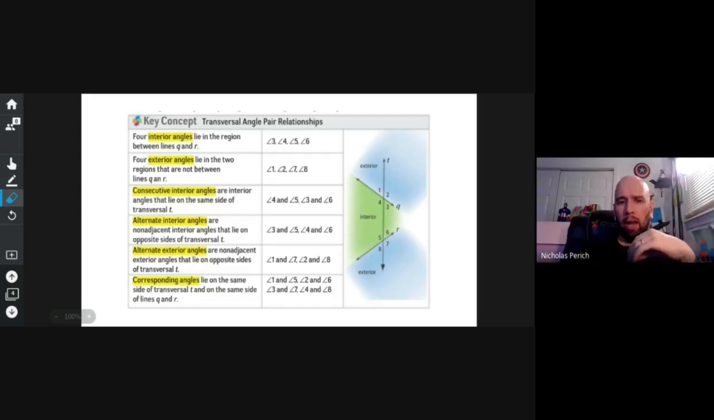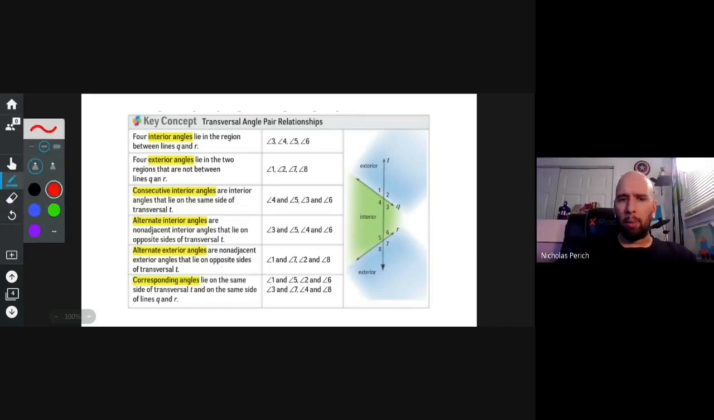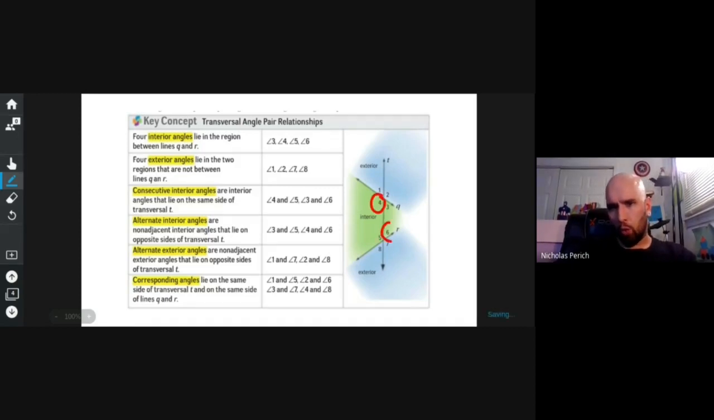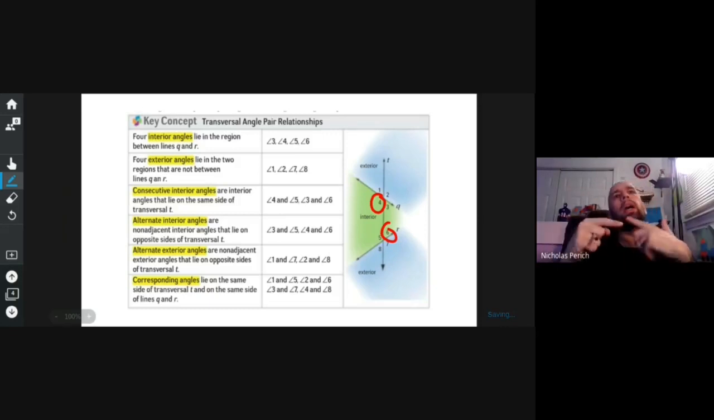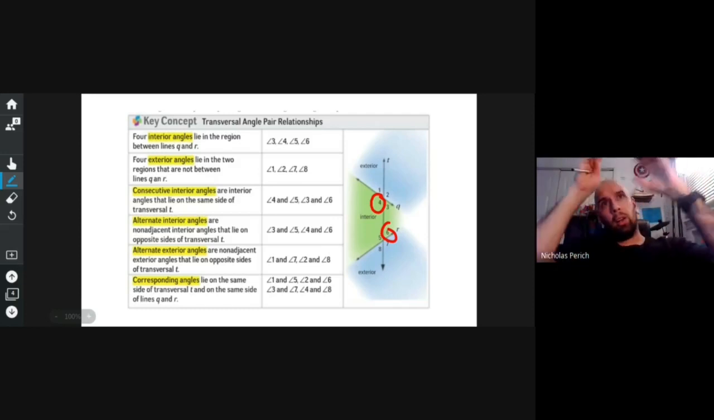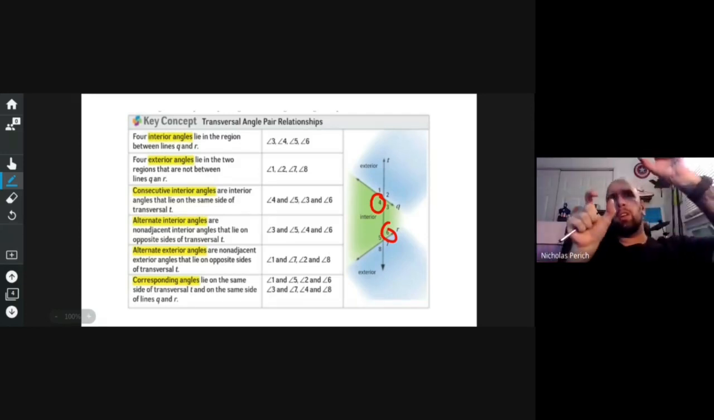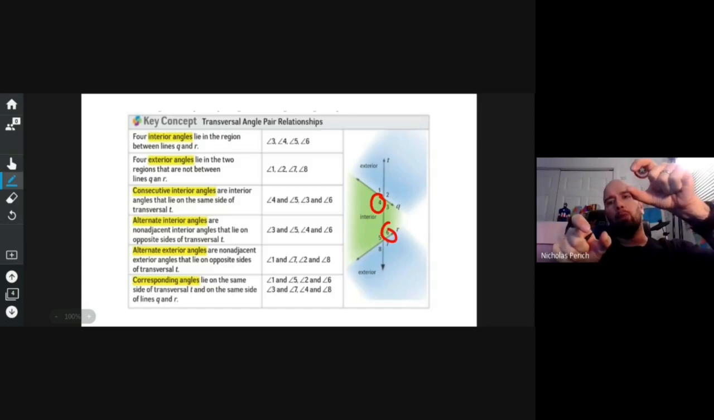Alternate interior angles are going to become a phrase that's very important, as are the next 2. Alternate interior angles are angles that are on the inside of your 2 lines, but on opposite sides of the transversal. So 4 and 6 would be examples of alternate interior angles. Alternate means opposite or taking turns. So if they're interior and they're alternating, that means they're both on the inside because they're interior, but they're on opposite sides of the transversal.